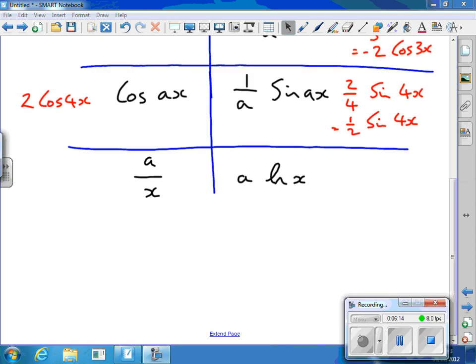Next one, a over x. This is another standard integral that we use quite a lot. It turns out to be a times the natural logarithm of x. So that's an ln, because log is the log to the base 10. This is the natural logarithm, which is to the base e. So, for example, 3 over x becomes 3 ln x.